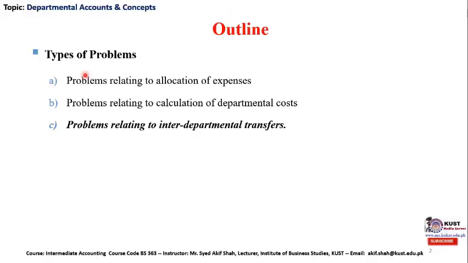The outline of this lecture consists of the discussion related to the types of problems, in which we have already covered case number 1A, and case B has already been covered in the previous lectures. So the emphasis of this lecture will be on a numerical illustration to discuss the problem related to interdepartmental transfers. For example, if a company has 2 or 3 departments and they transfer inventories to each other either at cost or at the sales price, then how to record such transactions.